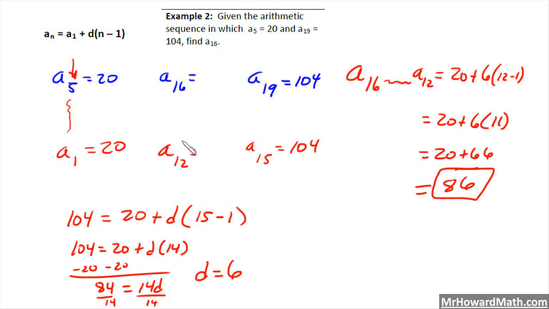A lot of students get confused because we have to make this adjustment so that the formula works out. So don't let that confuse you. The 16th term of the given sequence is equal to 86. Not the 12th term, even though we made that adjustment. The answer that we found is the 16th term from the original given arithmetic sequence.